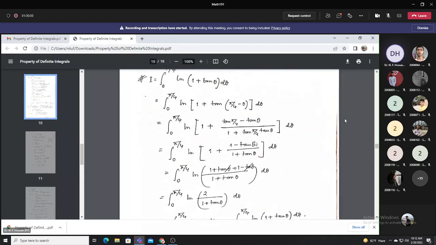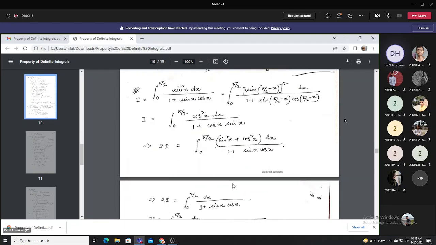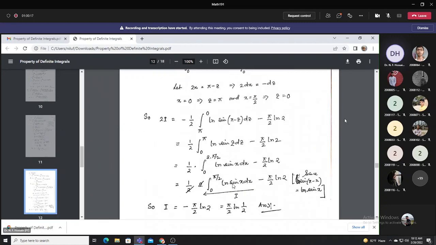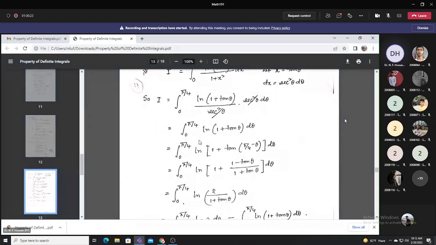Was it with the same limit? Yes. Integral 0 to pi by 4 ln of 1 plus tan theta d theta. The method we applied here to get the result, we will do the same thing for this integral. Once you get this, you see, I have shown it here again. The integral is the same, and we have evaluated it in this way.